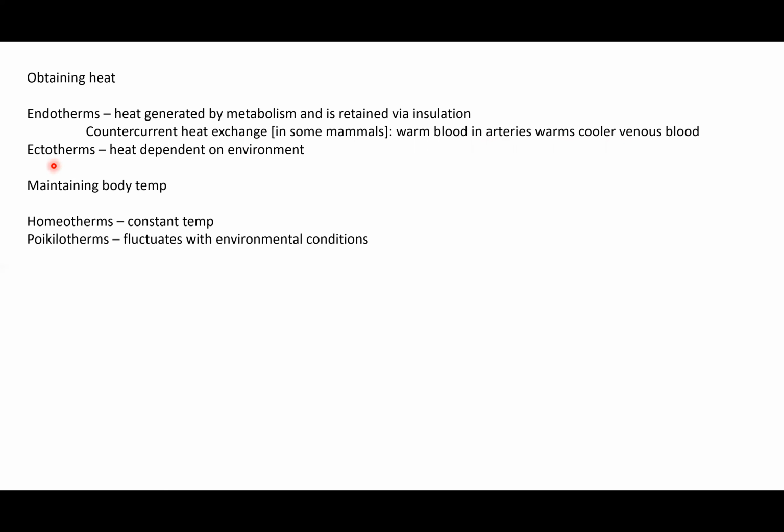And then on the flip side, we have ectotherms, which have their heat depend on the environment, such as reptiles. And then there are 2 ways we see to maintain body temperature. So homeotherms, such as human beings, have a constant temperature. Poikilotherms, their body temperature can fluctuate with environmental conditions. Again, a good example are reptiles or fish as well.